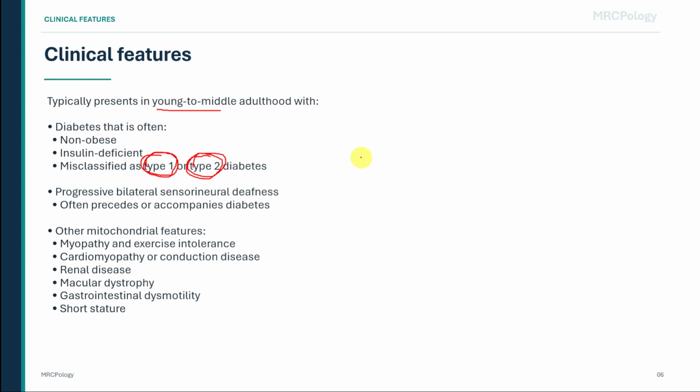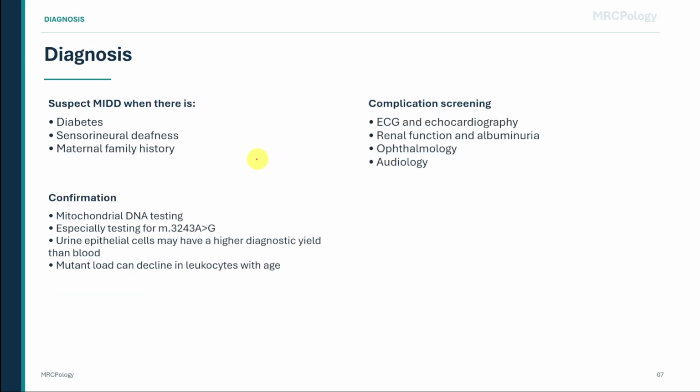Confirmation is obtained through mitochondrial DNA testing, particularly testing for the m.3243A>G mutation. An important practical point is that the mutant mitochondrial load in blood leukocytes may decline with age. Therefore, a negative blood test does not always completely exclude the diagnosis when the clinical suspicion is strong. Urine epithelial cells may contain a higher detectable mutant load and can therefore provide a better diagnostic yield than blood in some patients. The key clue is a convincing clinical phenotype with an apparently negative blood test should prompt consideration of testing another appropriate tissue, particularly urine epithelial cells.